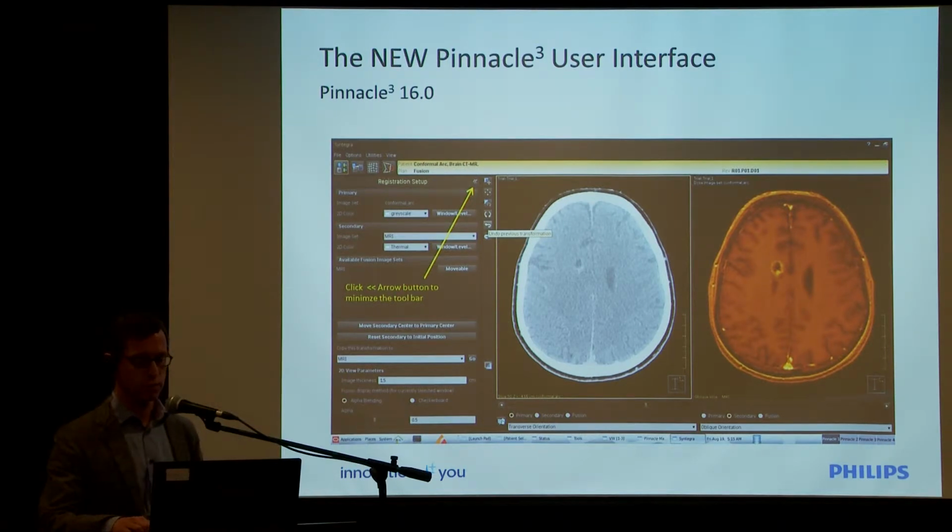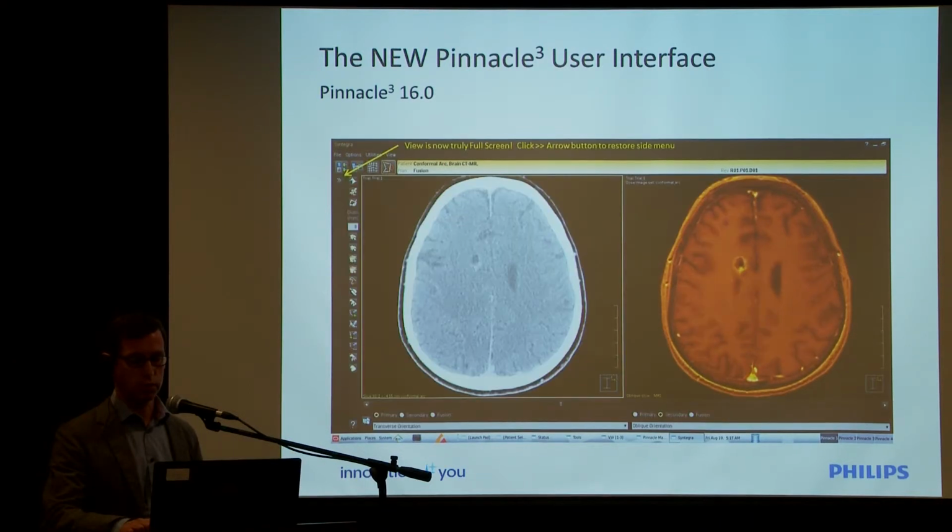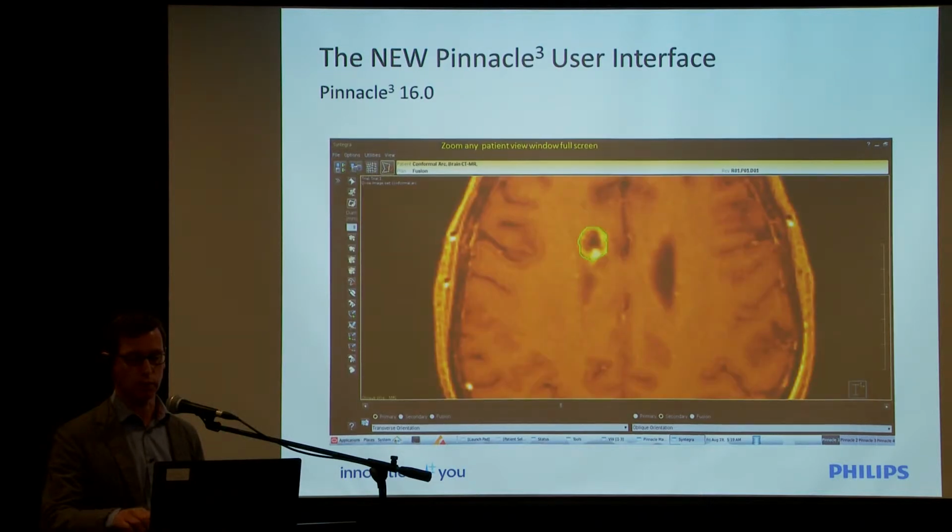In the new user interface, this is an example of what it will look like, for example, when you're contouring in the software. You can really make use of the full screen while contouring, and you can really fill the screen with the images you're working on. This is an example of an MR image, so you can really focus on the area that you want to contour in the software.